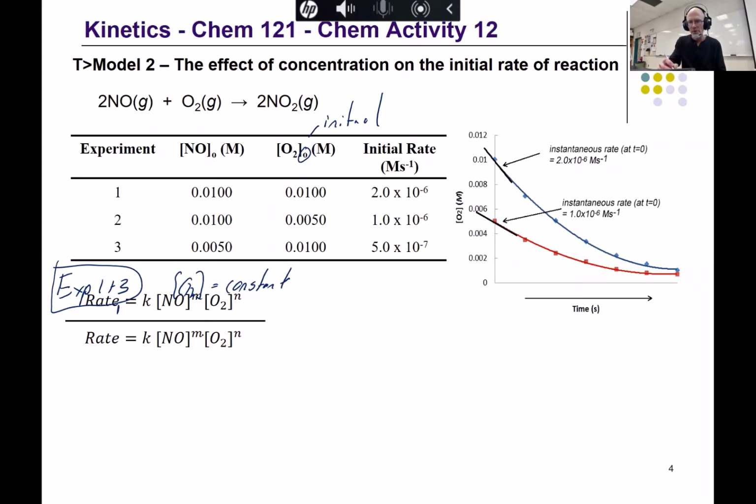And we know that the concentration of oxygen is constant. We know k is constant. So we're more concerned about the nitrogen monoxide one. And then down here, this will be rate 3 and concentration 3. Which therefore leads to the following.